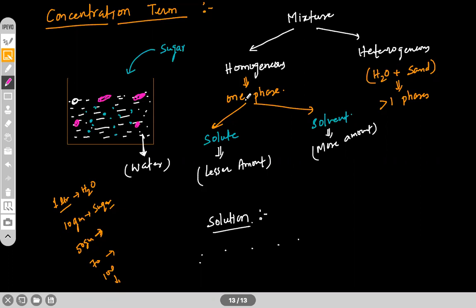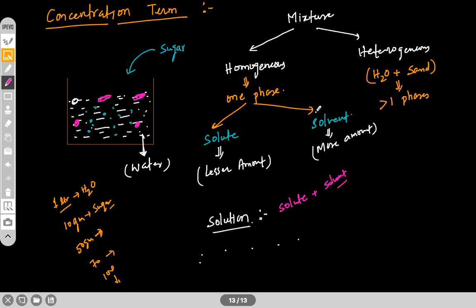A solution has two components. One is the solute, like I said, which is present in lesser amount, and the other is the solvent, which is present in more amount. Did you get this? In a solution, the solvent is usually liquid, but it can be gas or solid also. We have a chapter in 12th grade, named Solution itself. We'll discuss that chapter in 12th grade, okay?